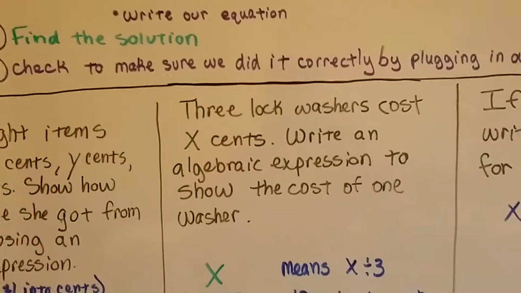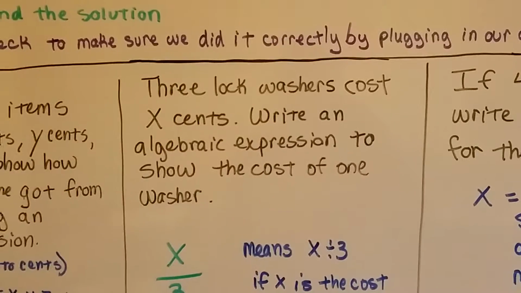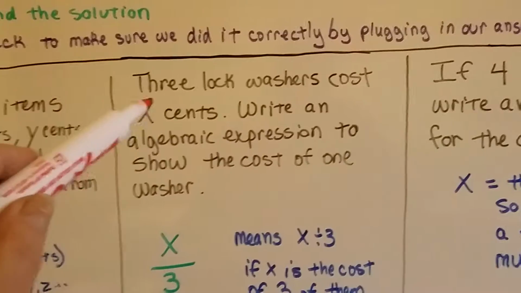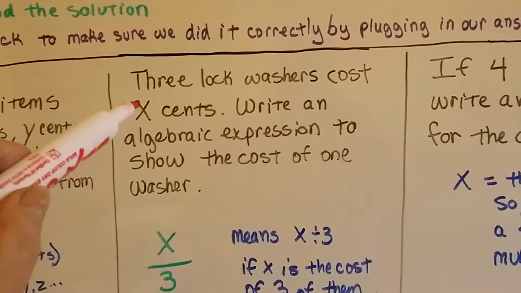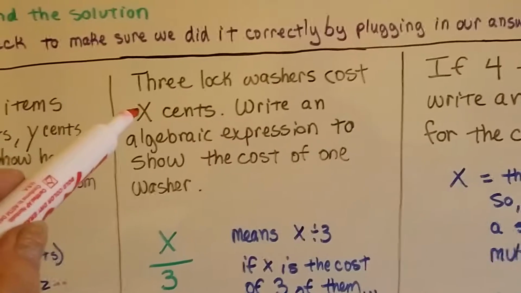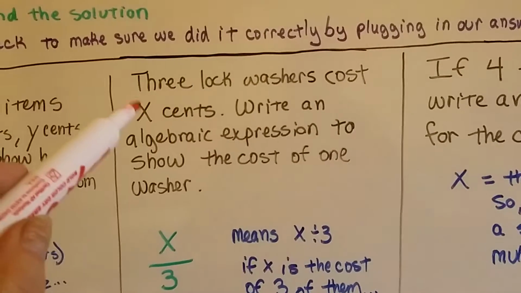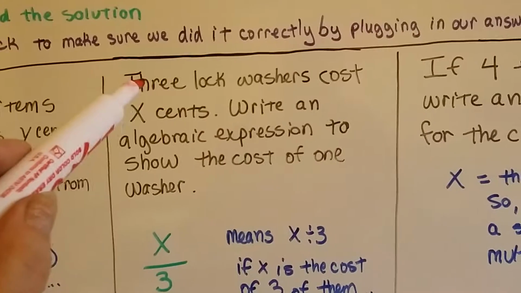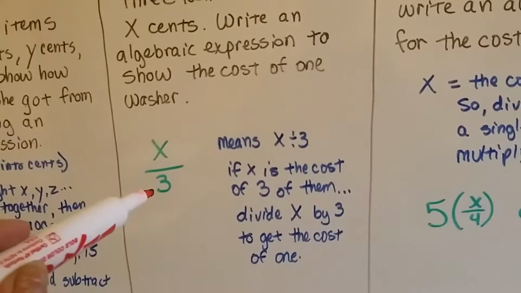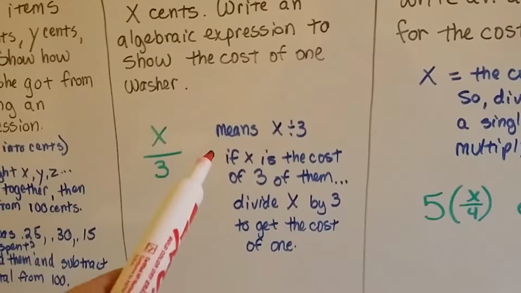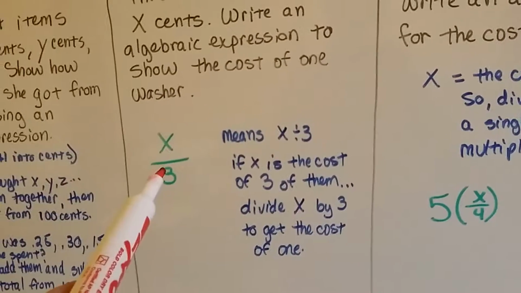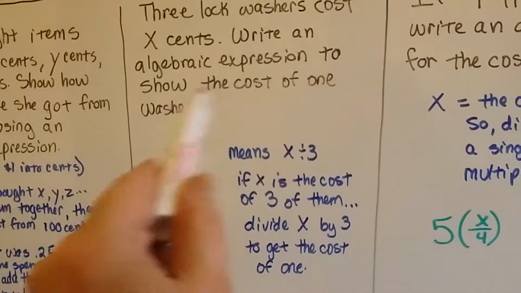3 lock washers cost X cents. Write an algebraic expression to show the cost of 1 washer. All right, well, 3 of them is the cost of X, all right? We only want 1. What would we do if 3 lock washers cost 90 cents? Wouldn't we divide that 90 cents into 3 so we could figure out what 1 is? Well, that's exactly what we're going to do. We're going to have X over 3, X divided by 3. If X is the cost of 3 of them, we divide the X into 3 parts. We divide it by 3 to get the cost of 1 of them. And then we know what the cost of 1 is.